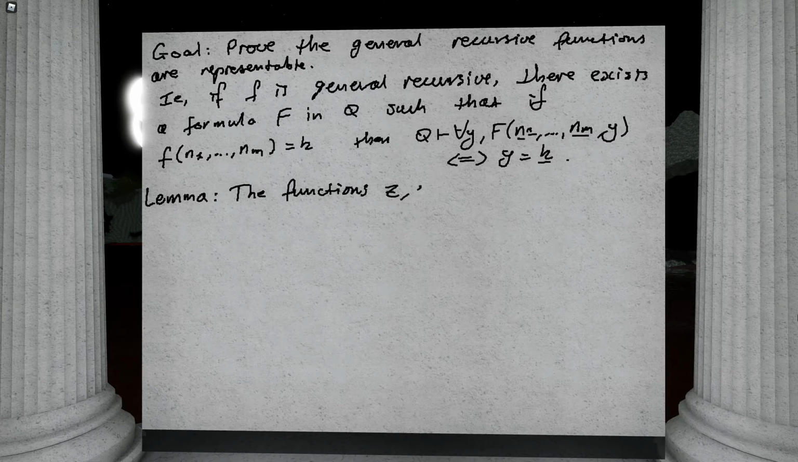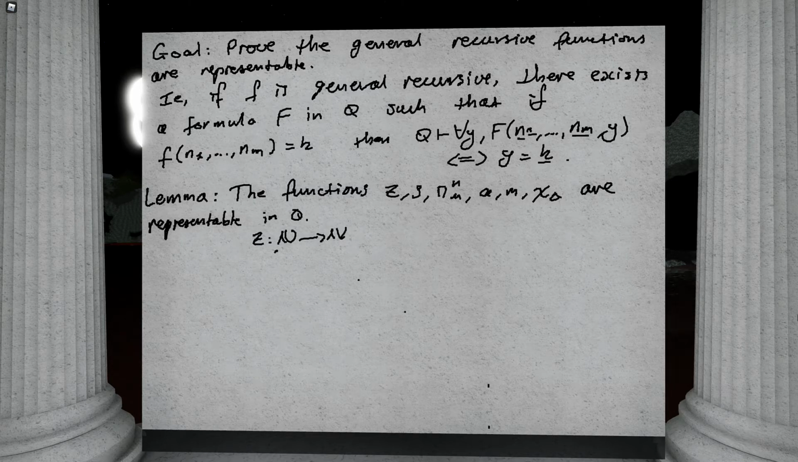So we had the zero function, we had the successor function, we had the projections, we had addition and multiplication, and then also the characteristic function of equality. These are all representable in Q. So to give you a very elementary example, let's start off with the zero function. So the zero function from n to n maps all natural numbers to the value 0.